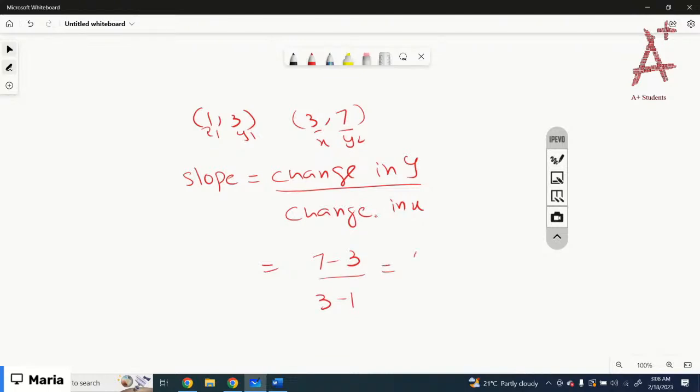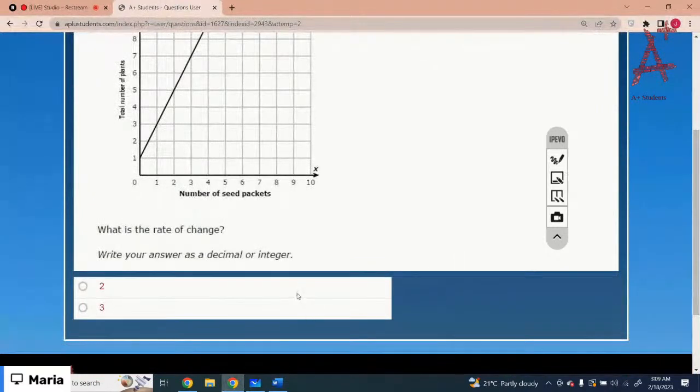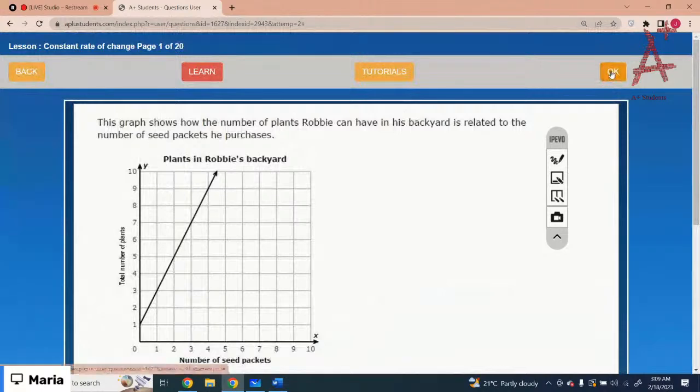So 7 minus 3 is 4 and 3 minus 1 is 2. So 4 divided by 2 is 2. That means the slope of the graph is 2. Got it? You can select any point, whatever point you select, the slope of the graph must be 2. Got it? So the correct option is 2. Just select the correct option and click on the OK button.